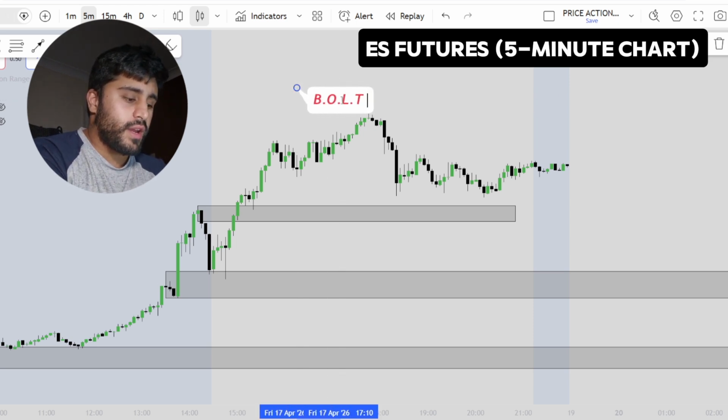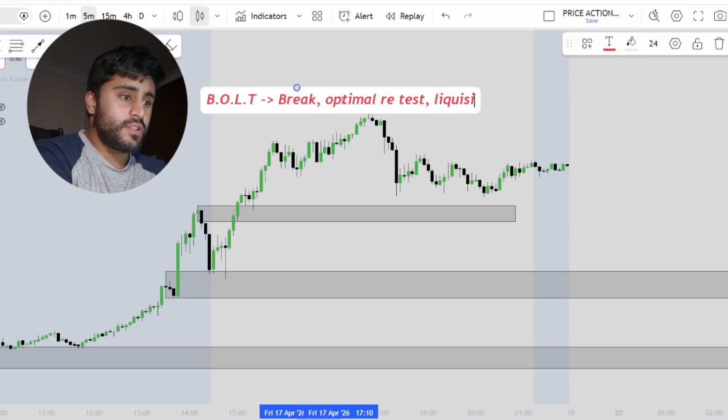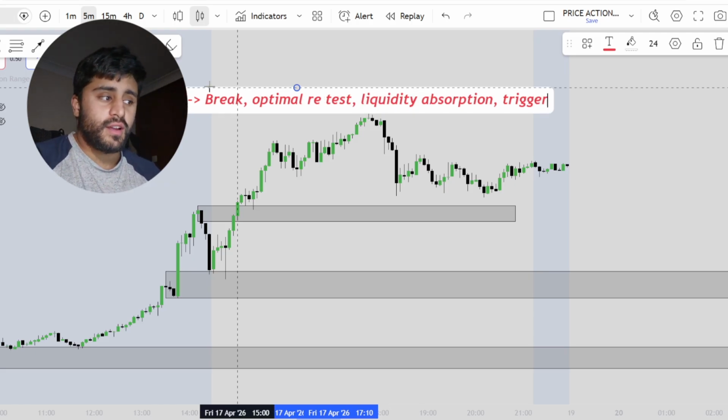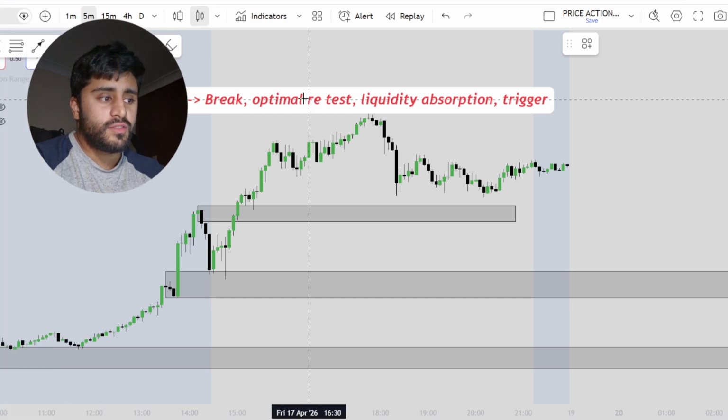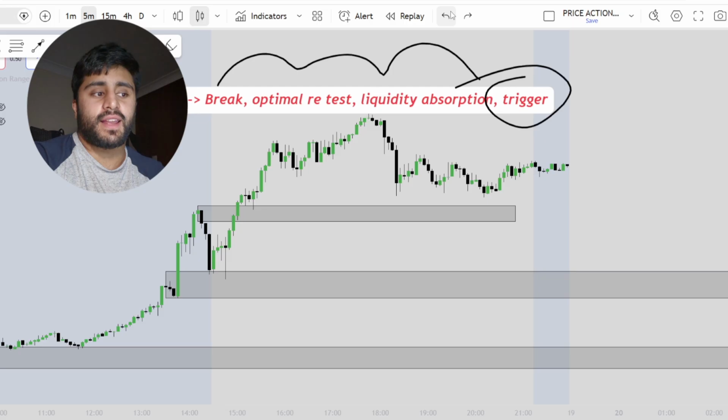The B.O.L.T Breakout Blueprint simply means you want to look for a break, optimal retest. You then want to look for a liquidity absorption, and we're going to talk about how to use liquidity the right way. And the final thing is you want to pull the trigger. So once you've seen a break, optimal retest, liquidity absorption, then you have to pull the trigger. When you use all four of these, you end up catching good trades. And I'm going to break down exactly how I did that.